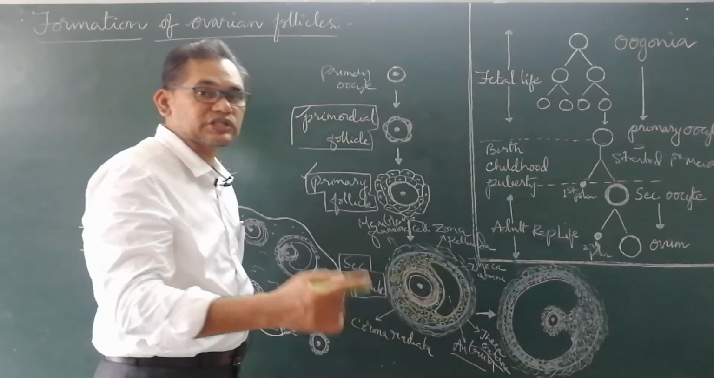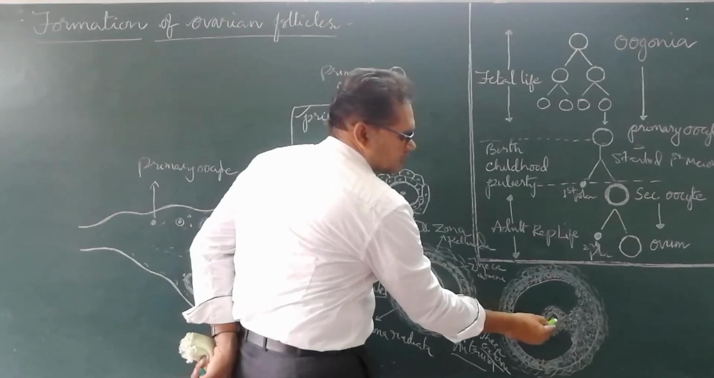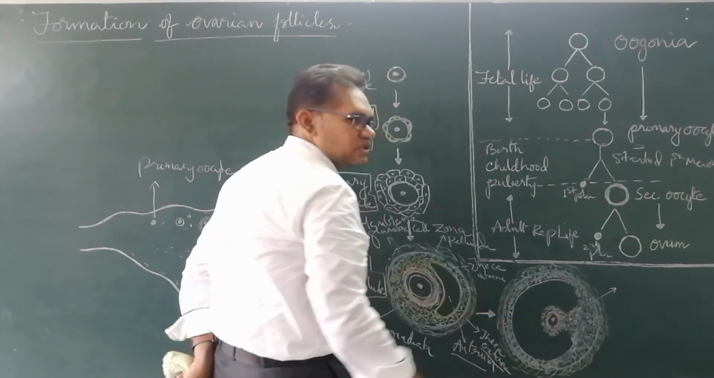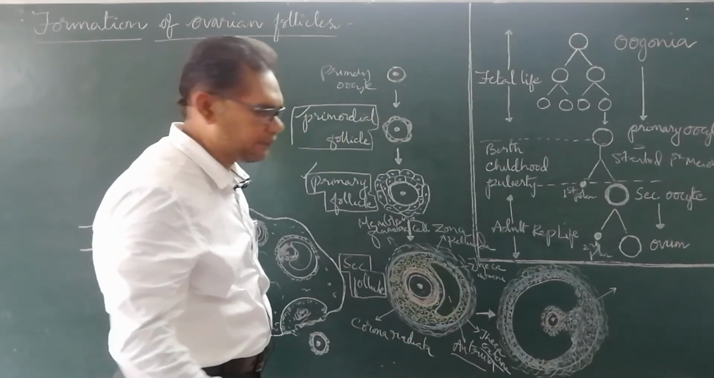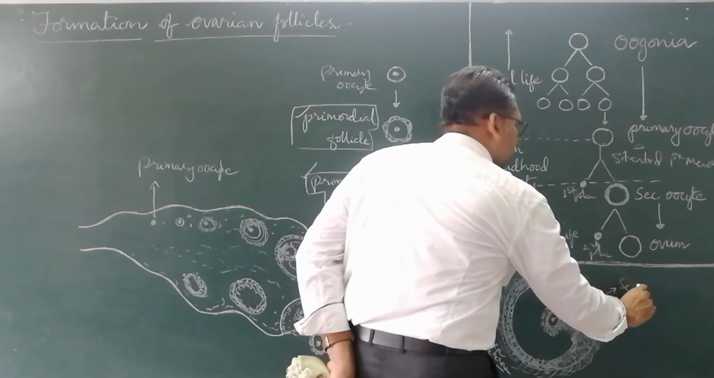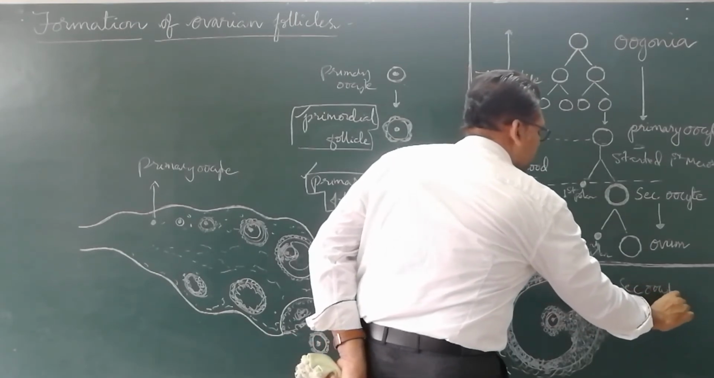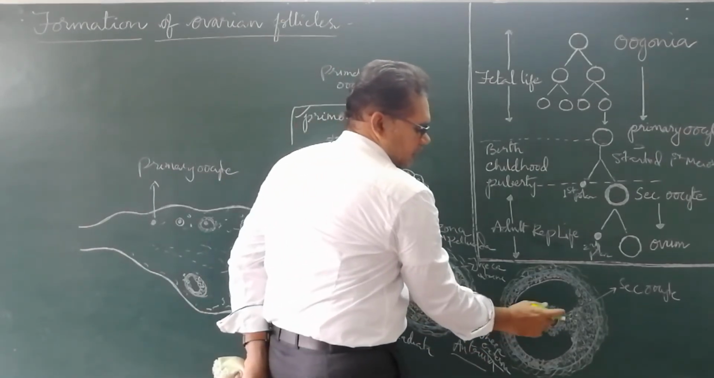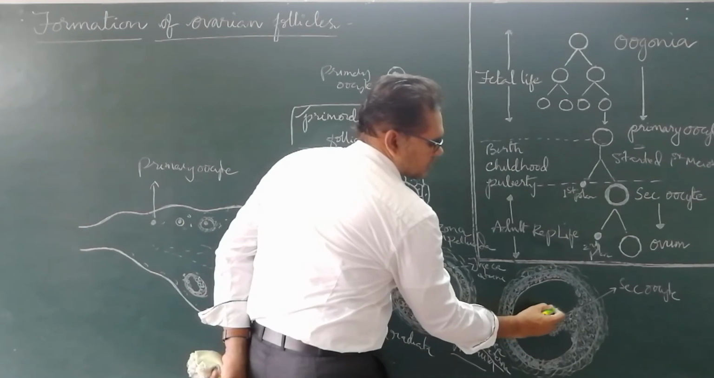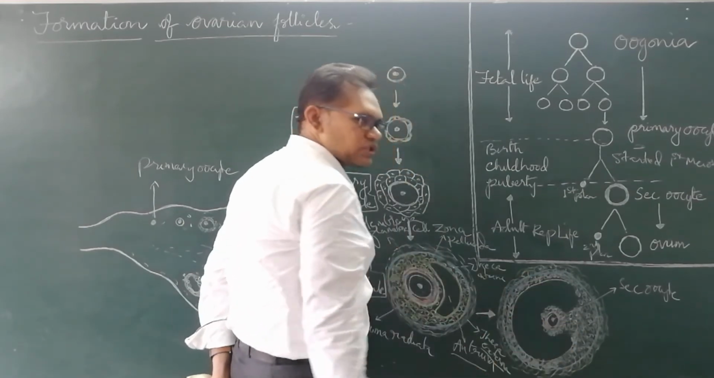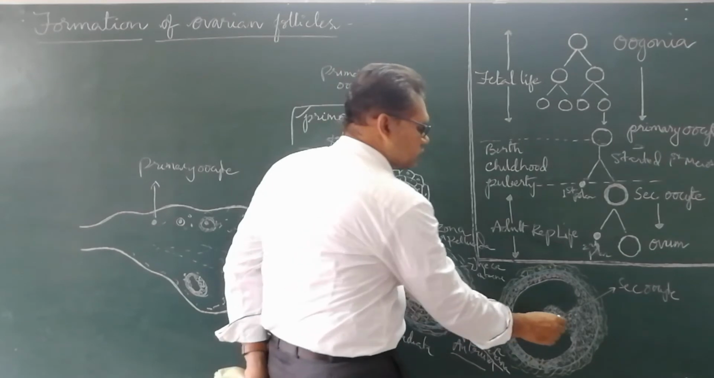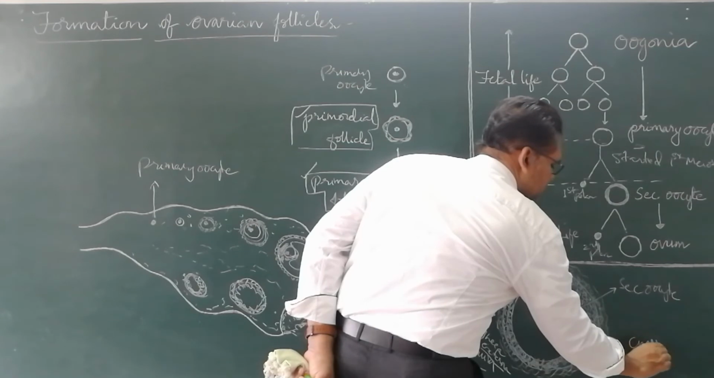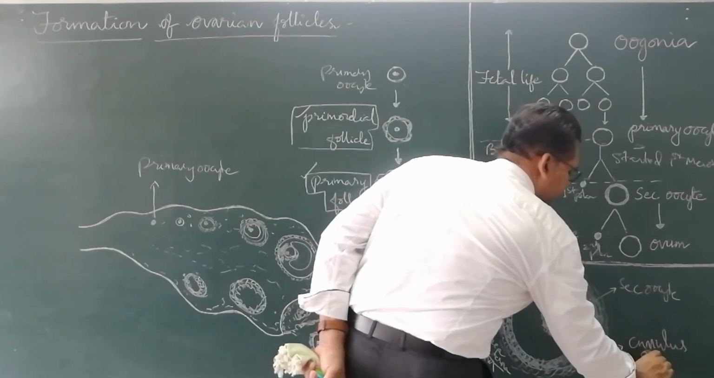This is observed in the tertiary follicle. This is now called the tertiary follicle, having the secondary oocyte inside. The granulosa cells surrounding the secondary oocyte are called the cumulus oophorus.